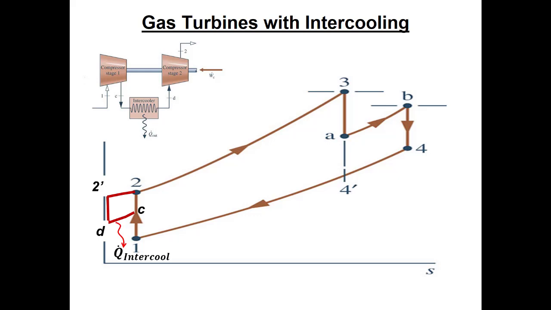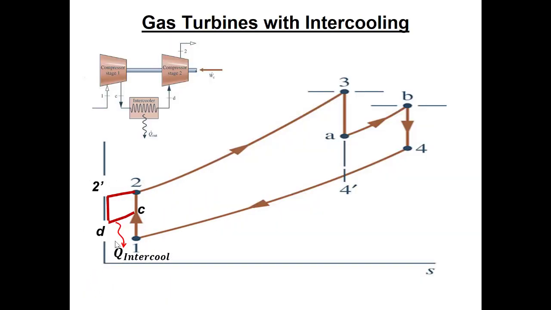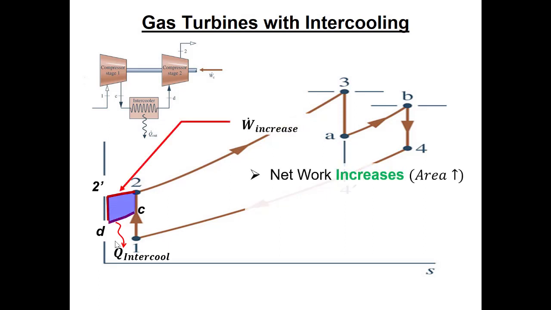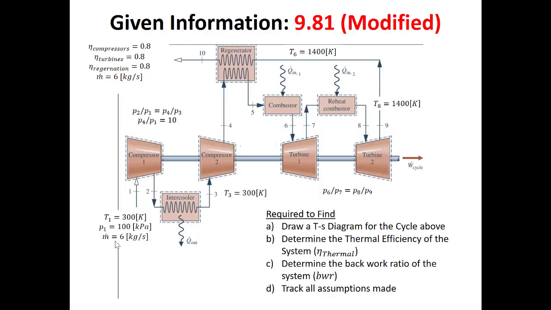We also remember here that as we move between state C and D, we're rejecting some heat. So the work increases here because the area inside our cycle increases. So intercooling reduces the compressor power, which increases the net work, but then we also have to reject a little bit of extra heat here too. So those are kind of the three strategies that we use in Brayton cycles to improve efficiency.